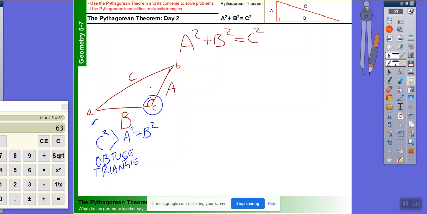Now, the same thing can be said about acute triangles. And let's call them A, B, and C. So I'm going to call this side big C, this side big B, and this side big A, because we're across from each angle. And so we can also say that if c squared is less than a squared plus b squared, we know that we will end up with an acute triangle.